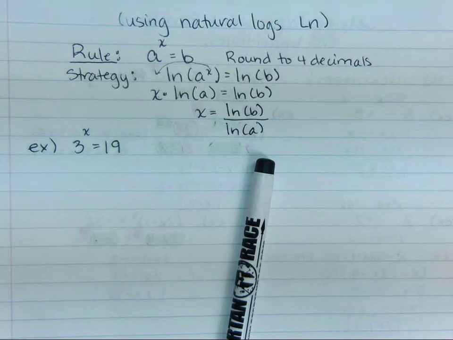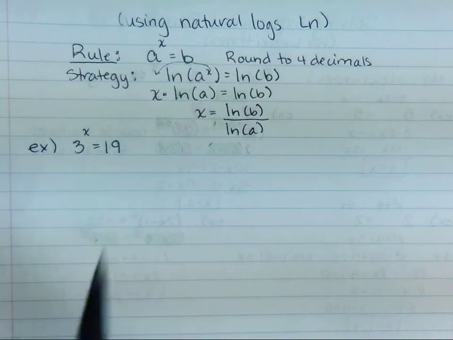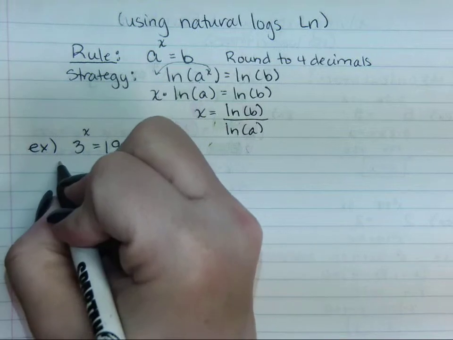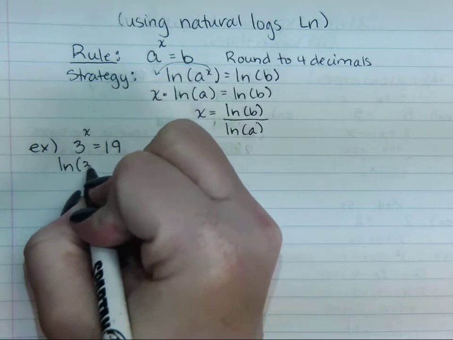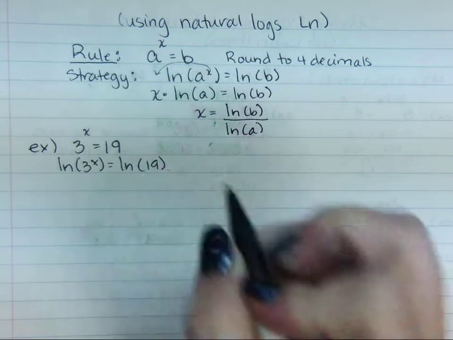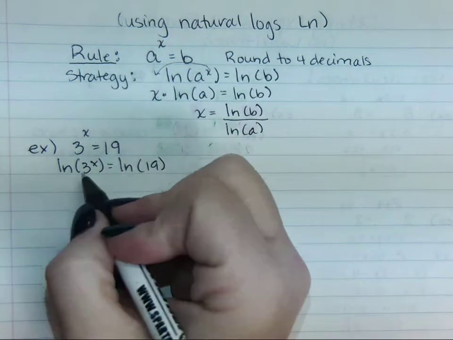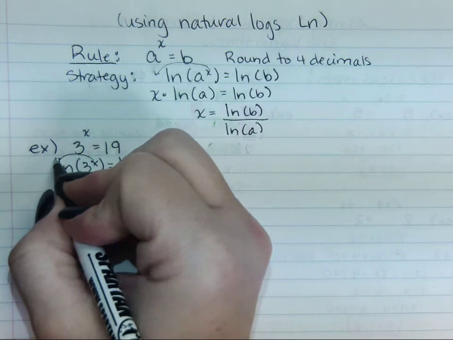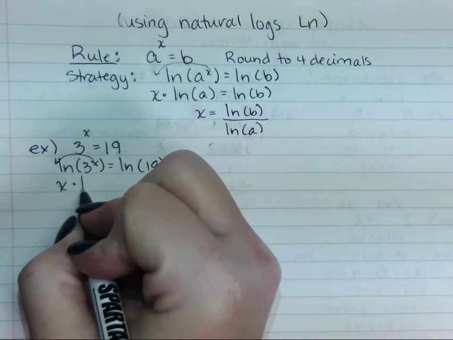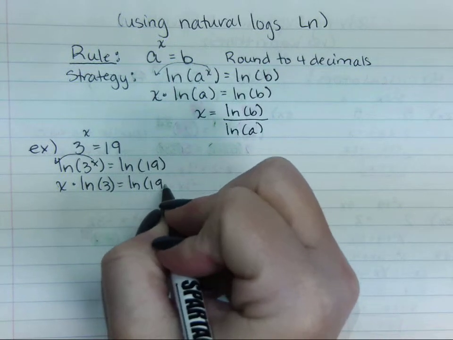Sorry about that. All right, so when you're solving, first it's already in the correct format. You have your base to a power equals another number. And so we're going to start with our strategy, and we're going to say I'm going to take the ln of the left and the ln of the right, and put those bases in parentheses. So again, that allows my x to jump out front. And you must show all of these steps. I don't want you shortcutting.